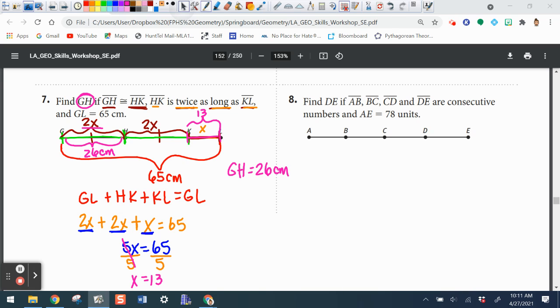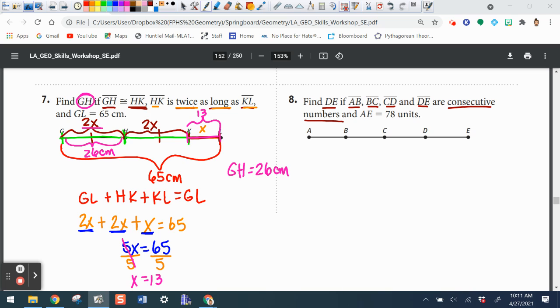Now let's move on to our last question. Again, we're going to be utilizing some algebra here. That's why these formal equations can really benefit us. Item 8 says find DE if AB, BC, CD, and DE are what's called consecutive numbers.